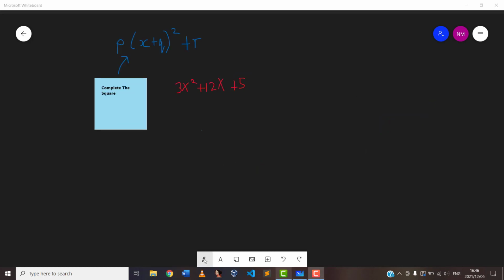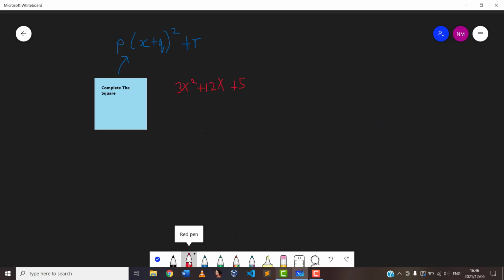Right, on to the next one. Let's try to complete the square on this. So basically put this expression here in this form. So what we do is we'd first of all factor out the coefficient of this x squared term. So let's do that. So that's equal to x squared plus 4x plus 5 over 3.